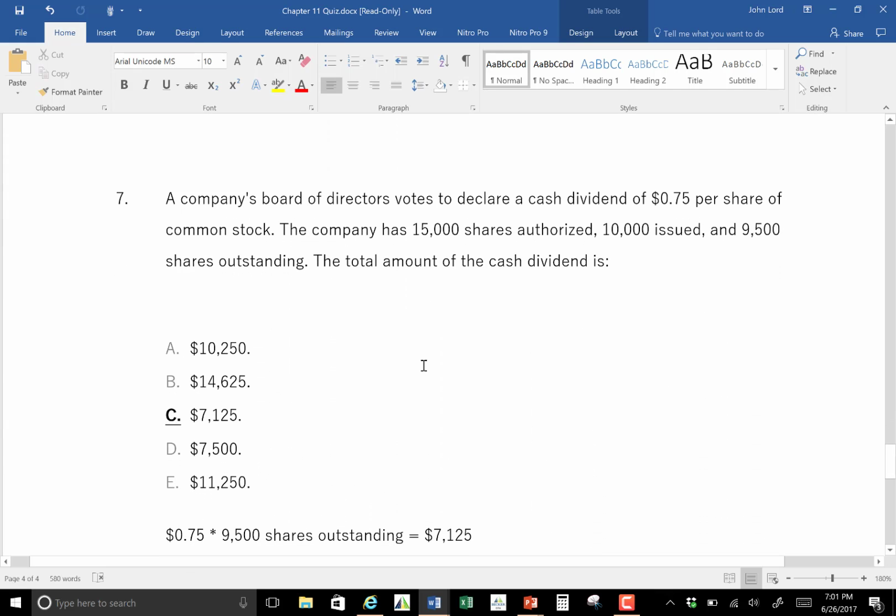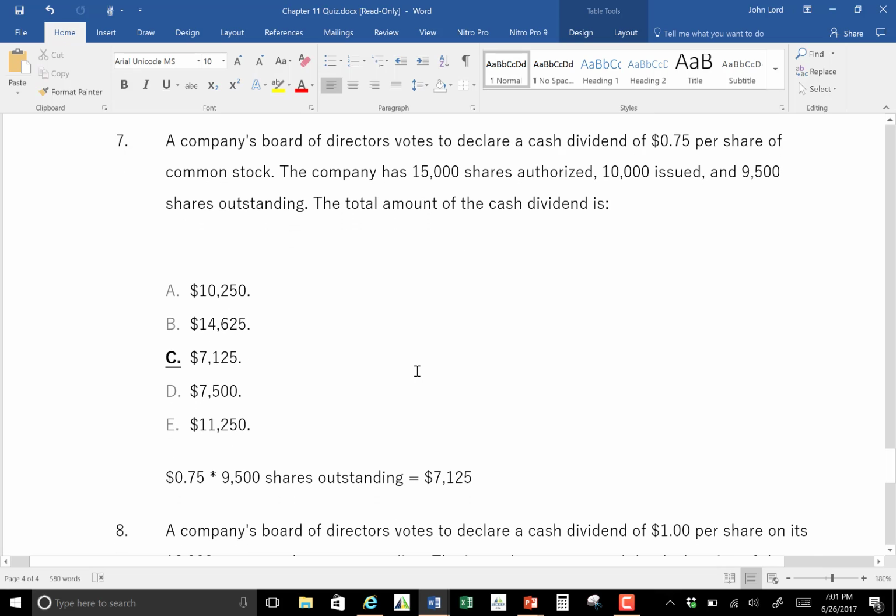A company's board of directors votes to declare a cash dividend of 75 cents per share. The company has 15,000 shares authorized, 100,000 shares issued, and 9,500 shares outstanding. And I didn't mention that. Dividends are paid on the shares outstanding. Okay, good.